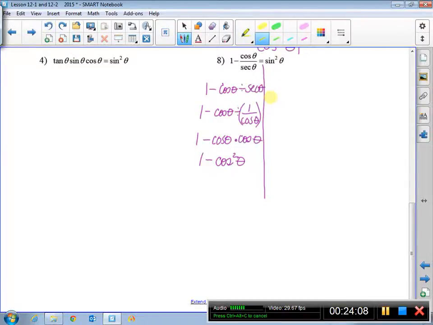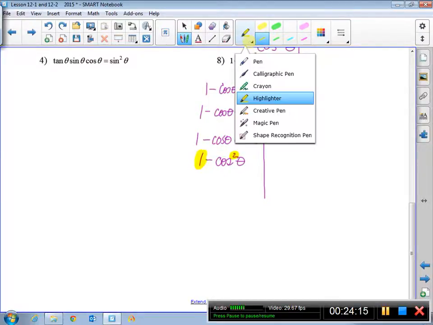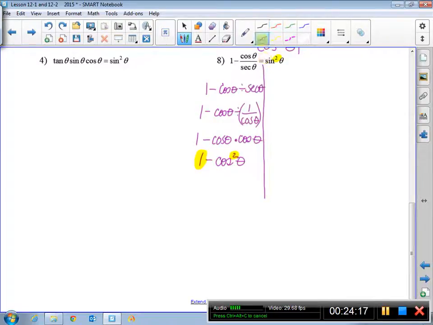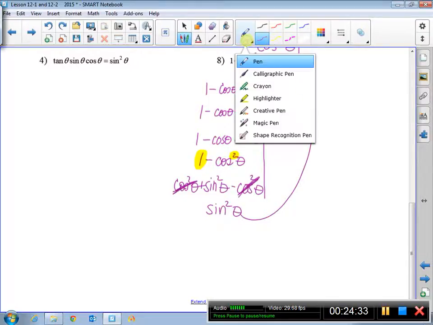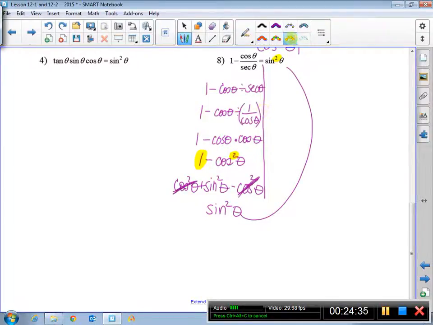Well, we've got Pythagoreans again, squared, squared, and I've got a 1 again. So remember, 1 can be replaced with cos squared theta plus sine squared theta. That's the 1, and minus cosine squared was already there. Cosine squareds become 0, and you're left with sine squared. And zing! Happy, happy, they match. Awesome.